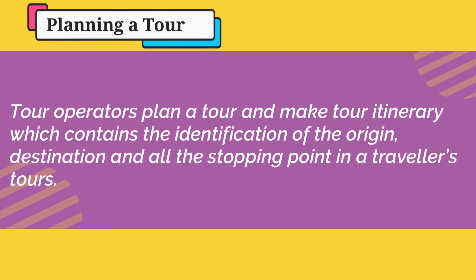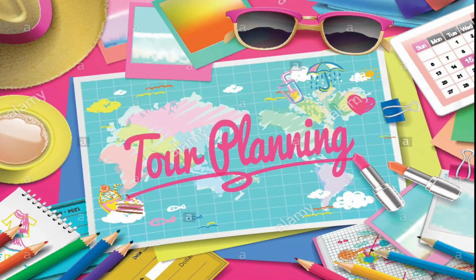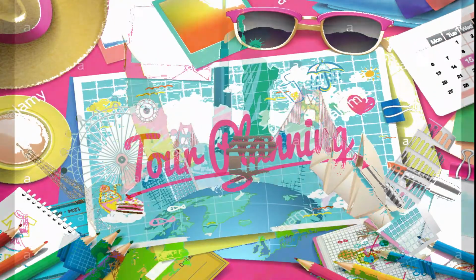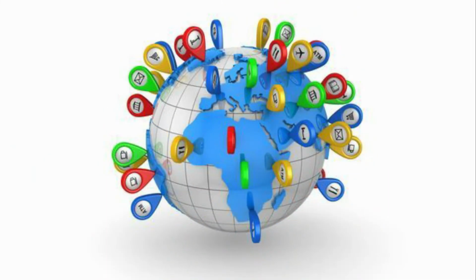Tour operators plan a tour and make a tour itinerary, which contains the identification of the origin, destination, and all the stopping points in a traveler's tour. A prospective tour operator also gives advice to intending tourists on various types of tour programs which they may choose for their leisure or commercial travel.